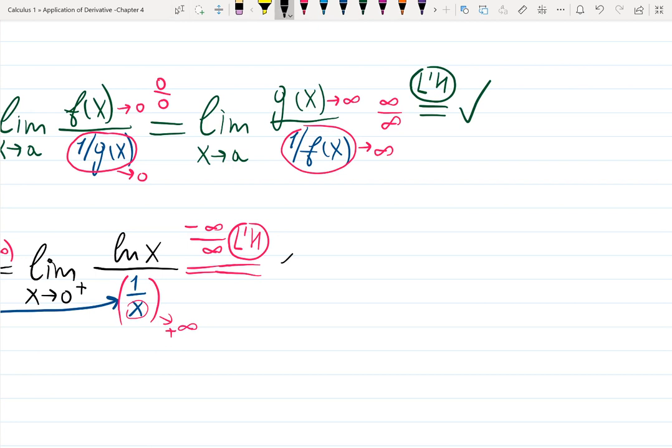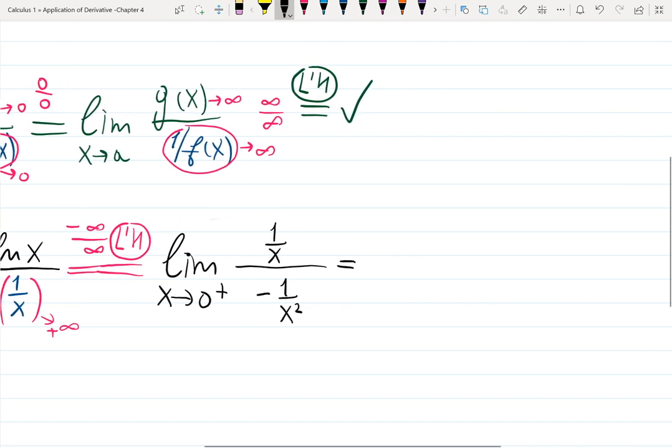And L'Hopital's rule tells me that now, if both functions are differentiable, I can find the derivative of each. I'm not going to do the quotient rule. I'll find the derivative of each function and then compare the ratio of derivatives instead of the original functions. ln x gives me 1 over x. 1 over x, do you remember the shortcut for the derivative of this function? Negative 1 over x squared. Do it slowly if you need. Now, don't plug in 0 yet, simplify.